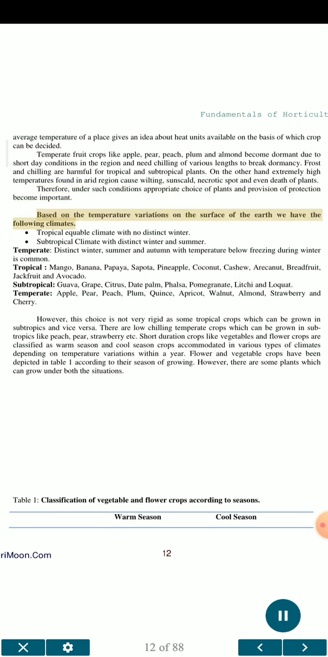Based on the temperature variations on the surface of the earth we have the following climates. Tropical: equable climate with no distinct winter. Subtropical: climate with distinct winter and summer. Temperate: distinct winter, summer and autumn, with temperatures below freezing during winter being common.